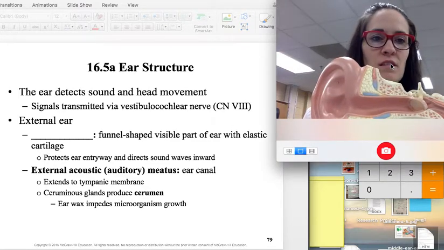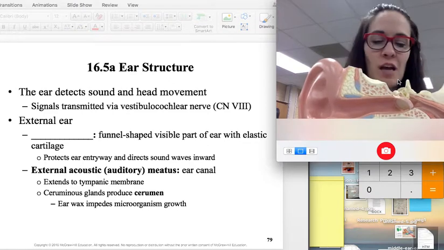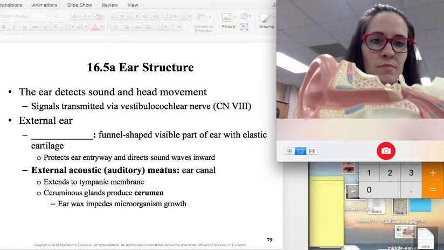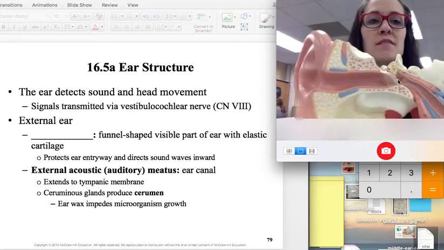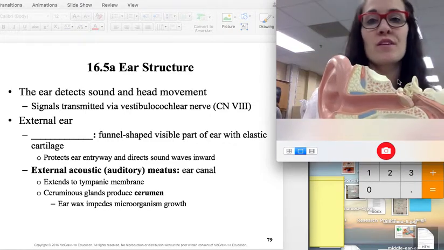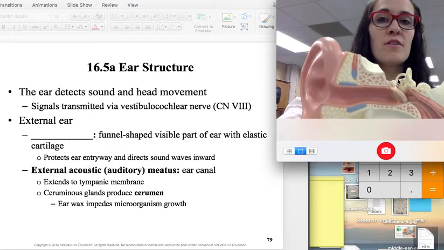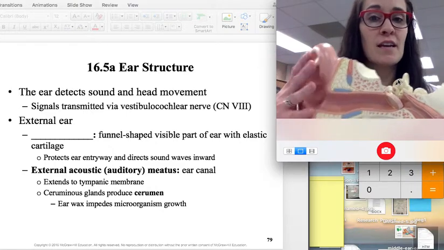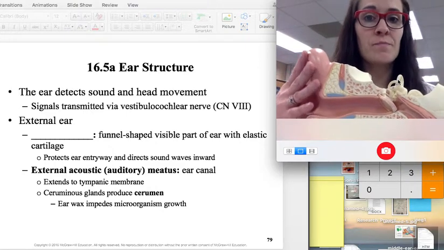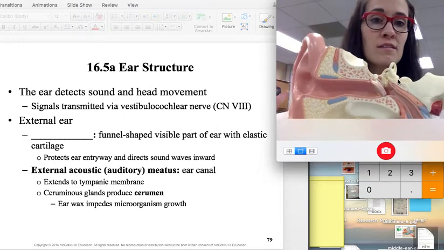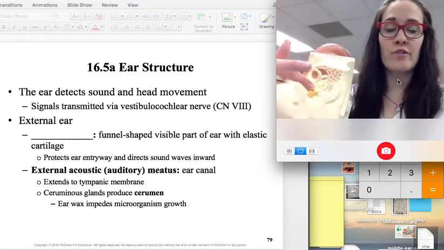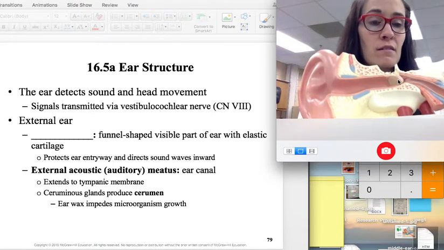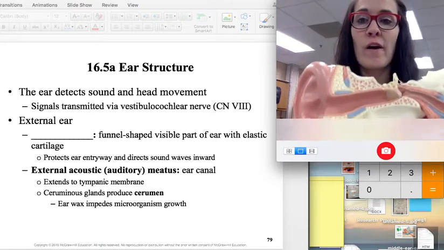Hello, this is the fourth part of the Chapter 16 video, and this is all about hearing, being able to hear something, and then the anatomy associated with it. So the purpose of the ear is to detect sound and head movement. It directs those things to the vestibulocochlear nerve to be able to have conscious awareness of it.